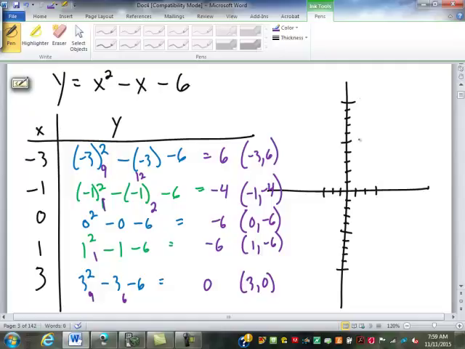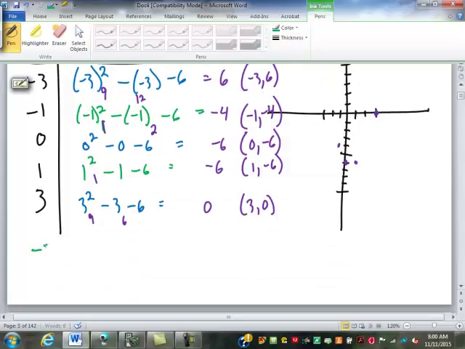So let's put these points in here. -3, -6 is right there. -1, -4. Or sorry, that's -3, positive 6, not -6. -3, positive 6 right there. -1, -4, 0, -6, 1, -6, and 3, 0. Well, it's pretty obvious that's not a line, but we don't know for sure what shape it is. So let's try some points. Maybe right in here. Let's maybe try -2, see what that gives us.